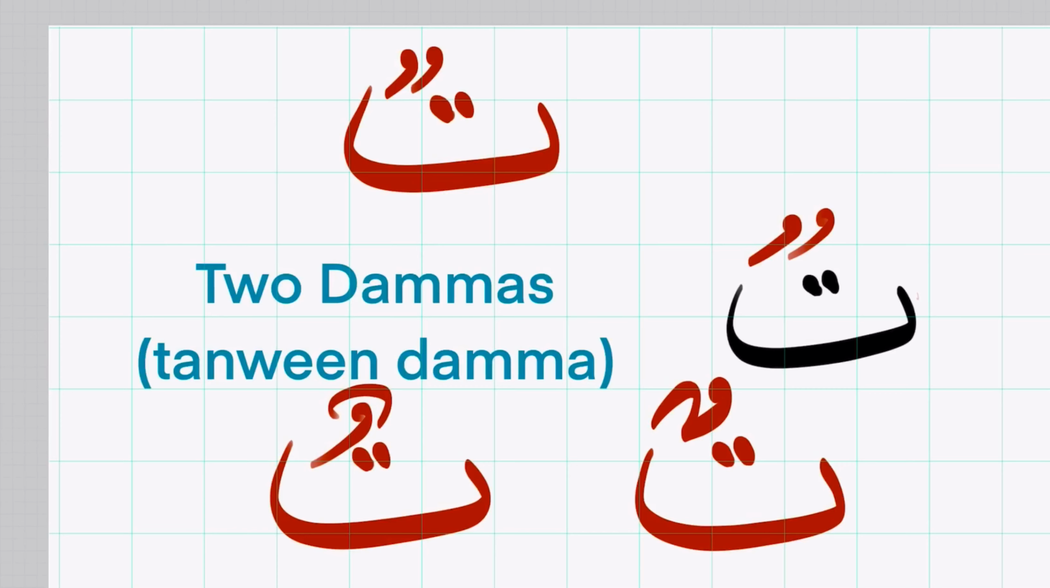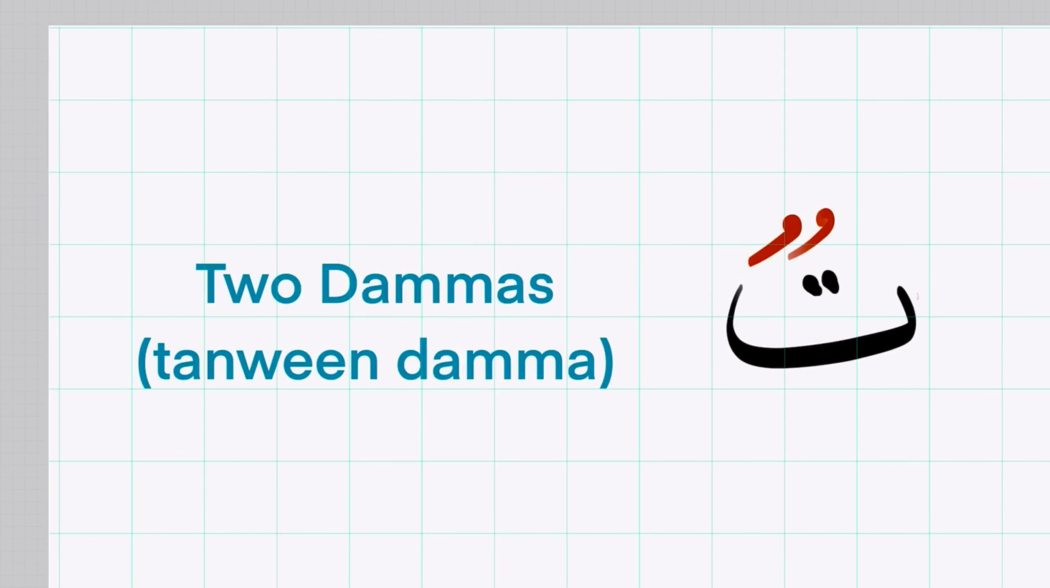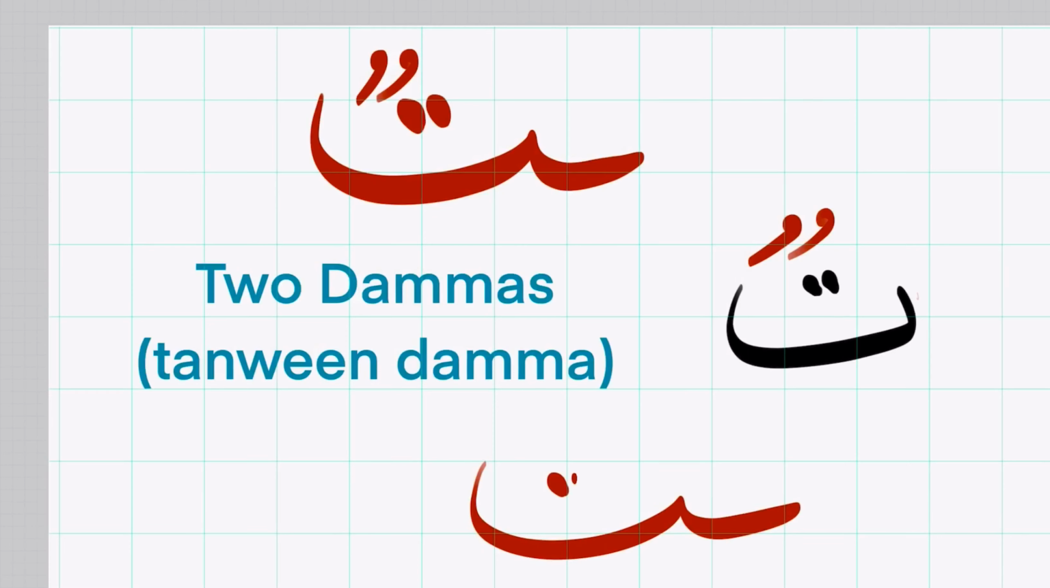Again, remember, tanween can only happen at the end of a word. How would it look like if it is attached at the end of a word with a letter before and it has tanween dhamma on top or two dhammas on top? Tun. I hope you got it right.